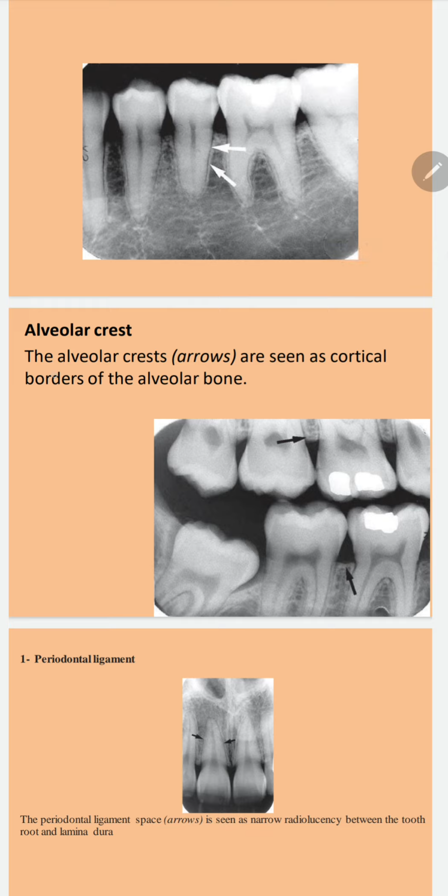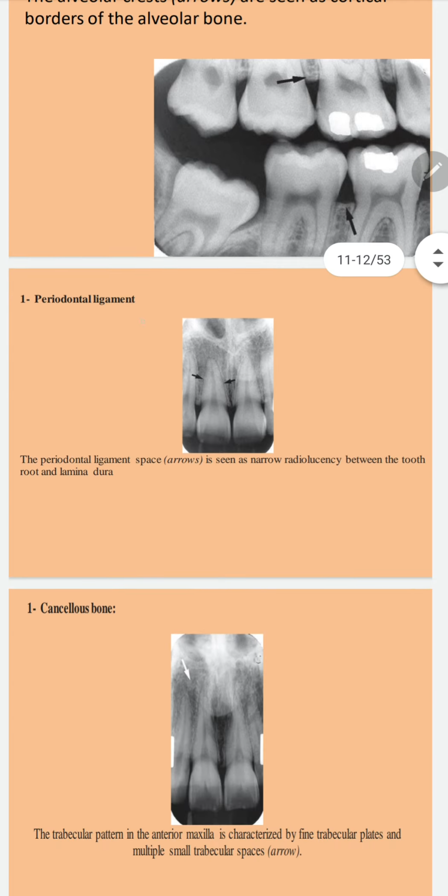Alveolar crest. The alveolar crest is seen as the cortical border of the alveolar bone. Periodontal ligament. The periodontal ligament space is seen as a narrow radiolucency between the tooth root and the lamina dura.